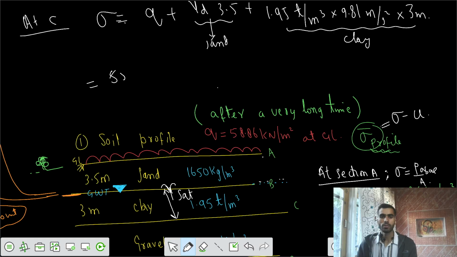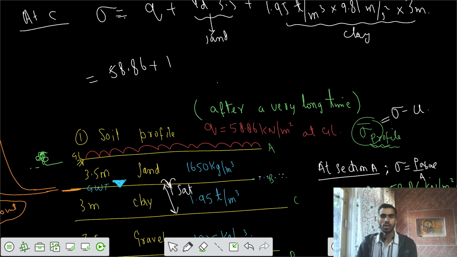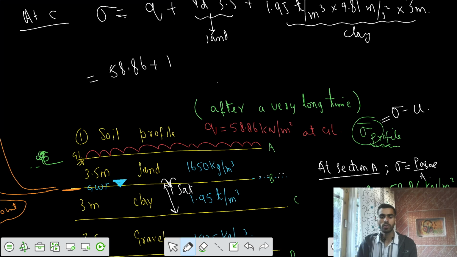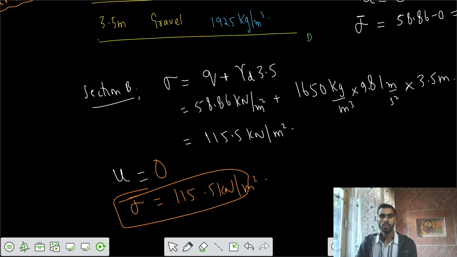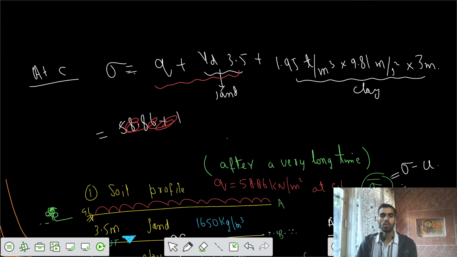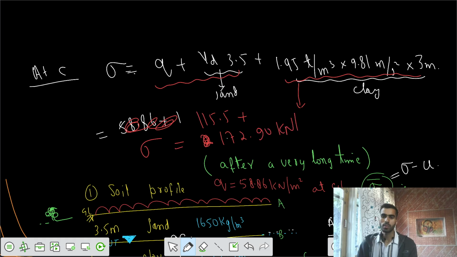So we have the final value, that is 58.86 plus gamma dry, which we have already calculated for the first two terms. We can write that directly. That was 115.5 plus this value. We can solve that, and finally the total stress at that point C comes out to be 172.90 kilonewton per meter square.